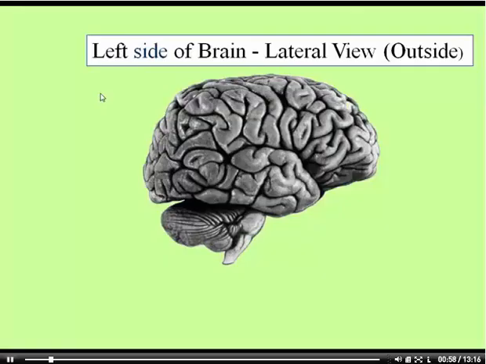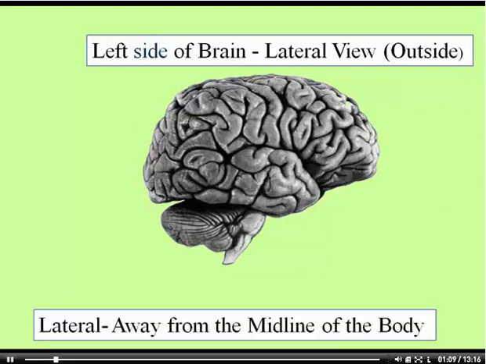You get started. So what we have here is a lateral view of the brain. Lateral means to the outside. So lateral also means away from the midline of the body. So you're looking at the outside portion of the brain. So if I took the brain and flipped it, you'd still be looking at a lateral view.